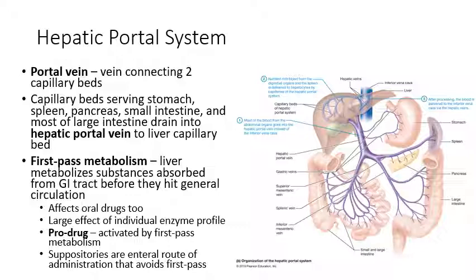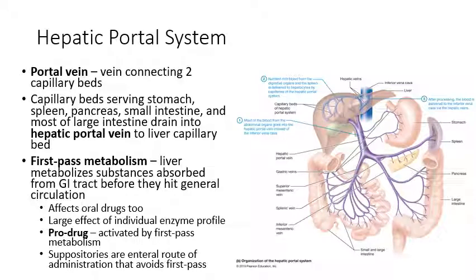There's not very many examples of those in the body. You may remember from ANP1, there's a portal vein between the hypothalamus and the pituitary. The most important portal vein, though, is the hepatic portal vein, which is connecting the capillary beds of the digestive system to the capillary beds of the liver, which I guess the liver is actually part of the digestive system, but it's connecting capillary beds that are coming from the intestines and the stomach and the pancreas back to the capillary bed in the liver.